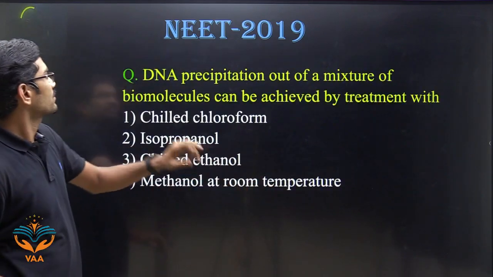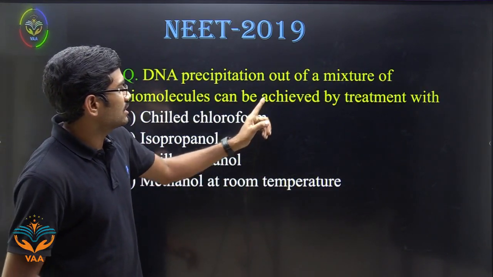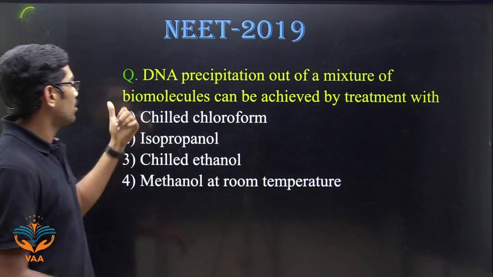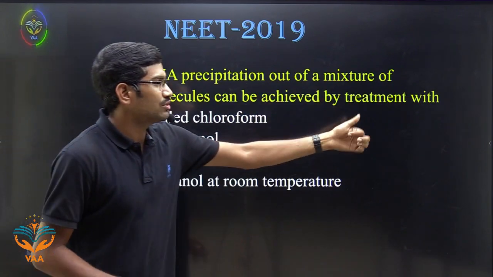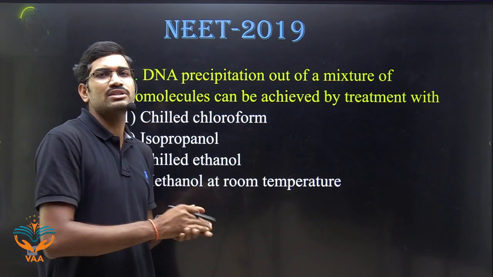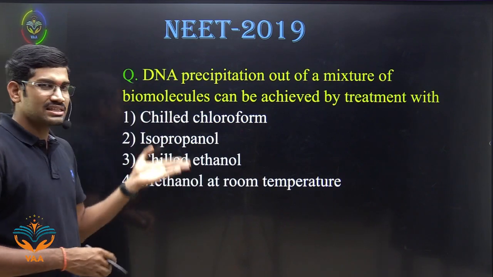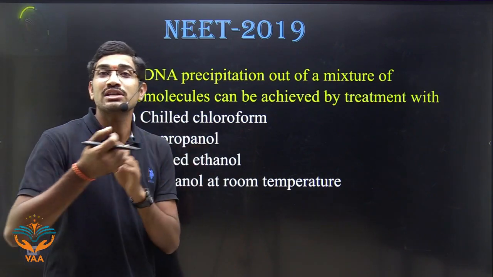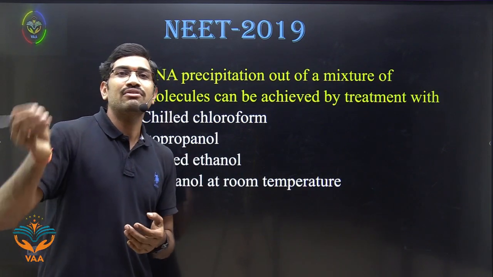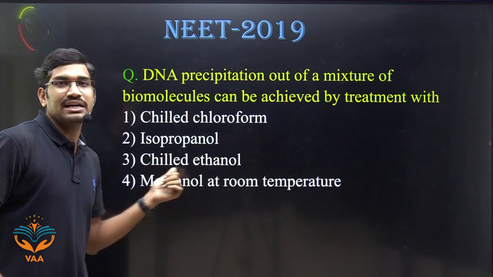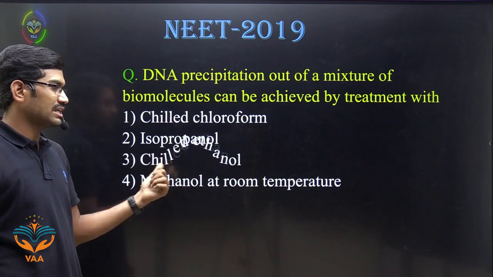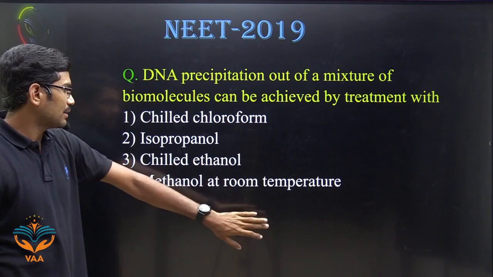Okay. Next one. DNA precipitation out of a mixture of biomolecules can be achieved by treatment with. So this is also based on the experiment only. In the NCERT they have given: during the isolation of DNA, what are we adding finally? We are adding chilled ethanol so that it will be precipitated out. So the answer is option 3.